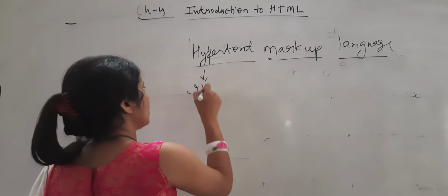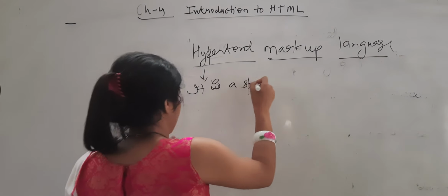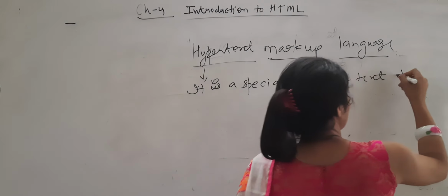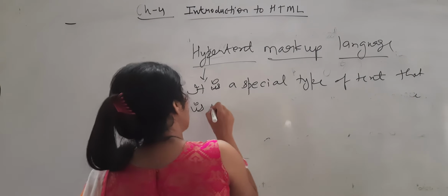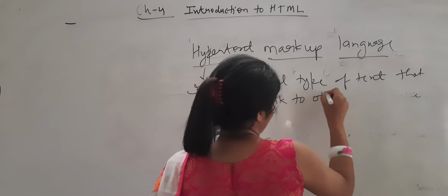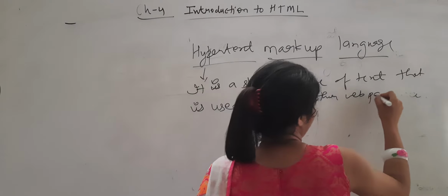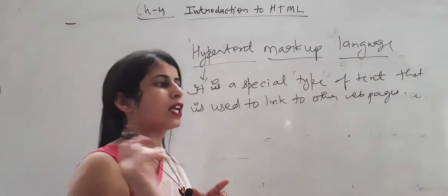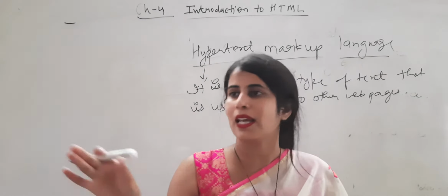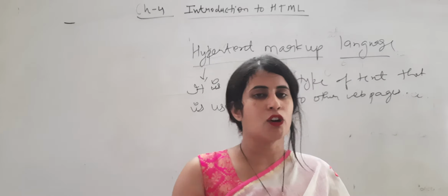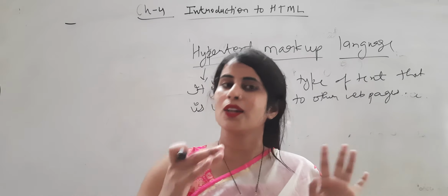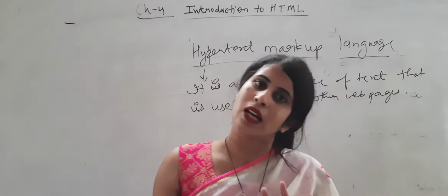What is the specialty of it? It is a special type of text that is used to link to other web pages. Means when you click on one page, it will navigate you to the other pages, and this normally does not happen in any other page. The page that we opened, only it will open, but if we are using HTML, then in this language, a click on a page will let you move to the next page.